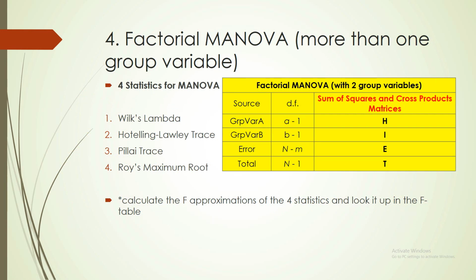Now, for the factorial MANOVA, it's pretty much the same as the one-way ANOVA when we are trying to look at the significance of these group variables and their influences on the differences of the mean vectors between the categories of the groups. So for this, these are also matrices, so we cannot just do a fraction and compare them, we have to calculate the 4 statistics for MANOVA for them as well. So we calculate these statistics, and then we calculate the F approximations for these 4 statistics and we look up these F values in order to test our null hypotheses.